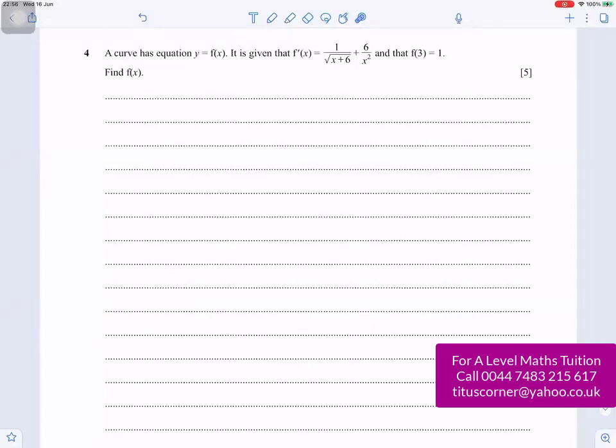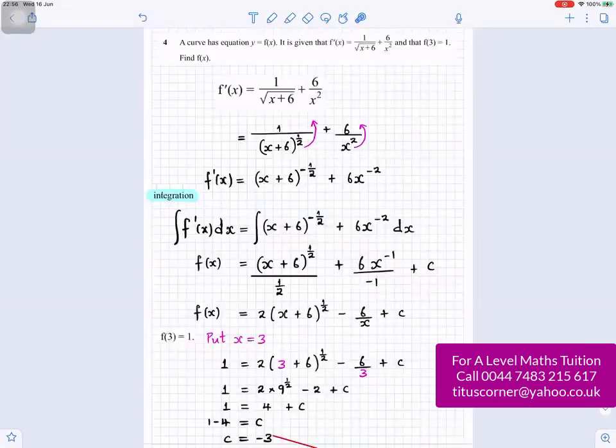A curve has equation y equals f of x. It is given that f dash of x is equal to this expression, and f of 3 is equal to 1. Find f of x. So we've got f dash of x. We want to do integration.